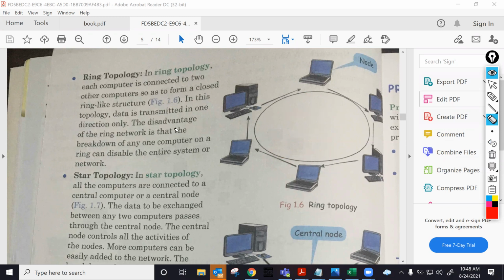The disadvantage of the ring network is that the breakdown of any one computer on the ring can disable the entire system or network. If this breaks down, the entire system is disabled. The same disadvantage applies in bus topology. Correct. Very good.